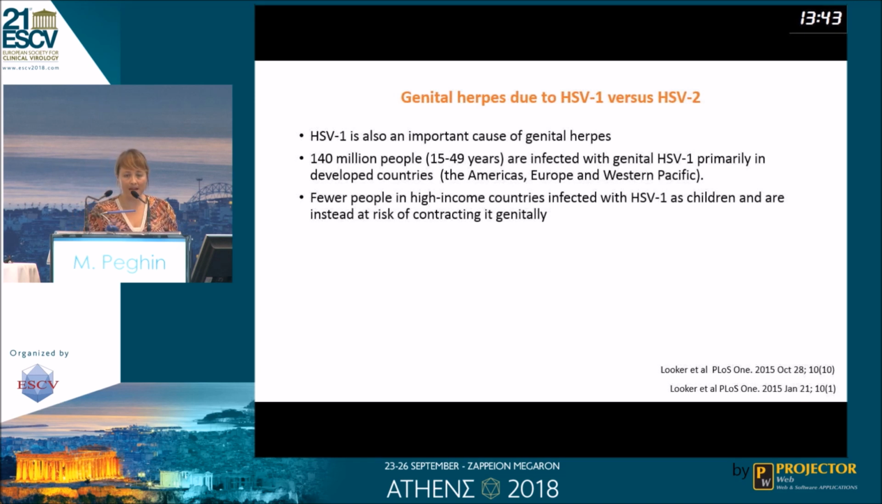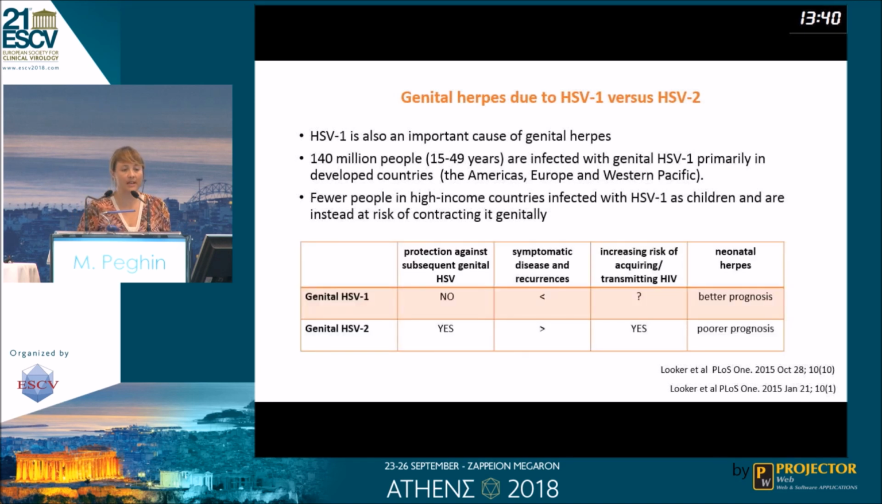Is it a matter of relevance? Yes, it is, since genital herpes differs depending on the type of virus. Herpes 1 does not protect against herpes 2 infection, and herpes 2 has a higher risk of symptomatic disease and recurrences. There are no data related to the risk of acquiring HIV infection with genital herpes 1, and herpes 2 in neonatal herpes can produce a poorer prognosis compared to herpes 1.